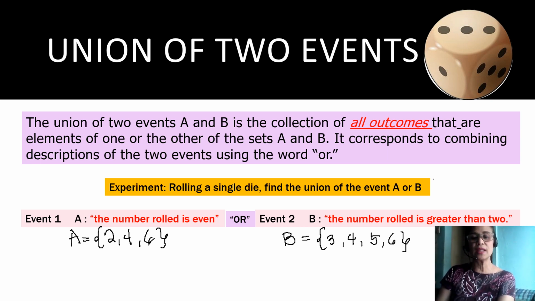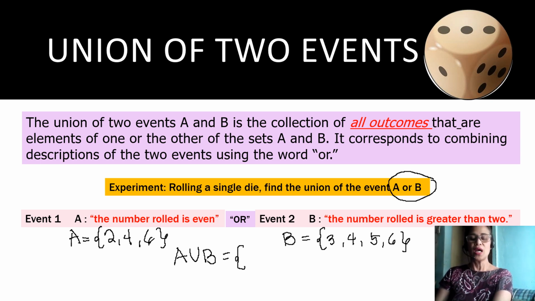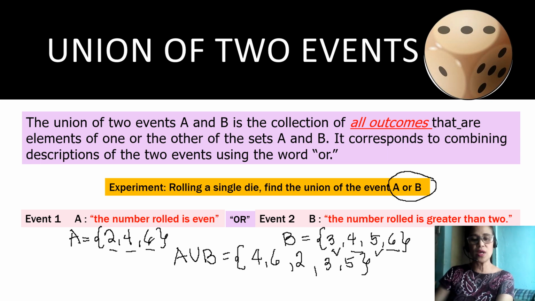Next, we want to find A or B. Meaning it should be in A or it should be in B. Then it is now A union B. So we are going to list all the possible outcomes. I would rather start with the intersection. There's 4 and 6 in both sets, so I'm going to write first 4, 6. What remains in set A is 2. And in set B, we still have 3 and 5. So it has 1, 2, 3, 4, 5. There are 5 favorable outcomes: 2, 3, 4, 5, 6. So this is now the representation of A union B.